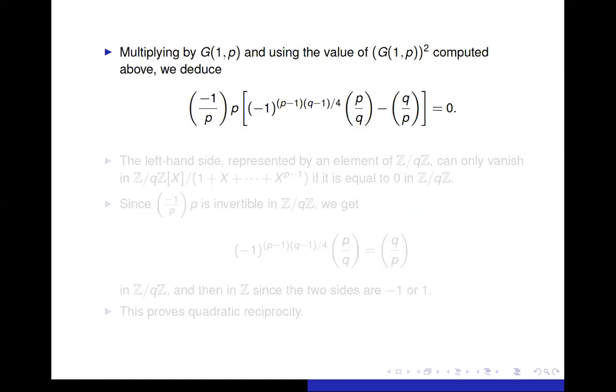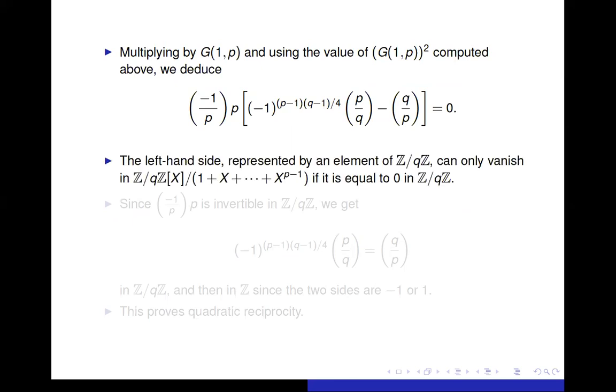Now I can multiply the left-hand side by g1p, and then I get g1p squared, but this has been already computed before. And with the previous computation, we get Legendre of minus 1 over p times something in the bracket equals 0.